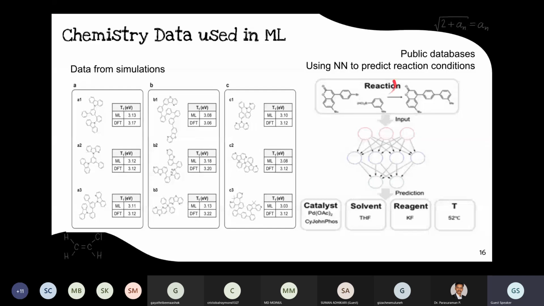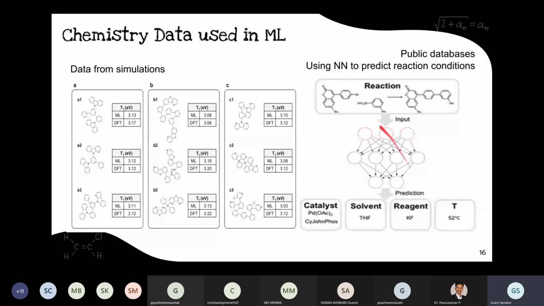But when you're working on a public database, you can use a neural network to predict the reaction condition. So neural networks, CNN, ANN, and many others like hidden Markov models, all these models go a bit advanced. So unless you know whatever we are discussing these two days in a very clear way, we cannot go or touch base on those areas.